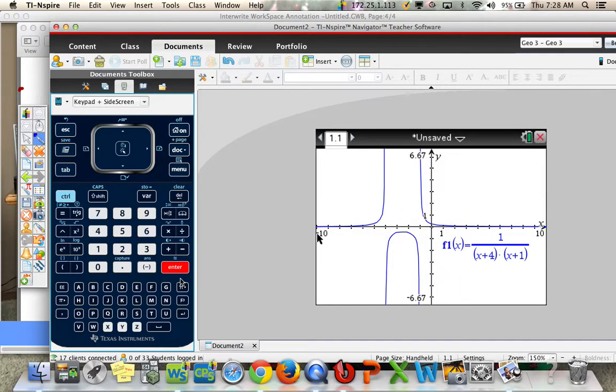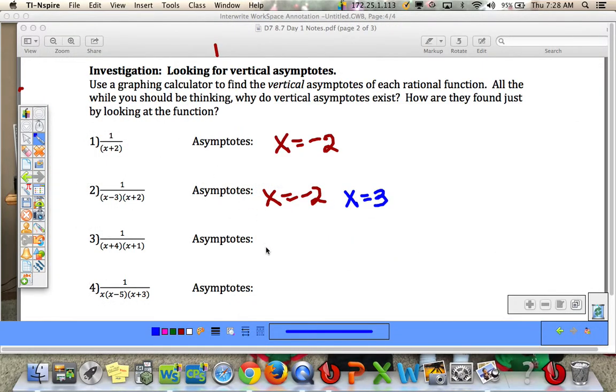Hit enter. Did your prediction hold true? There's an asymptote at x equals negative 1 and at x equals negative 4.